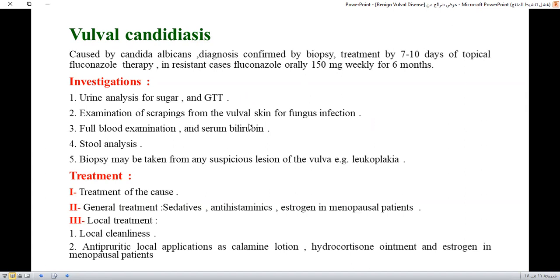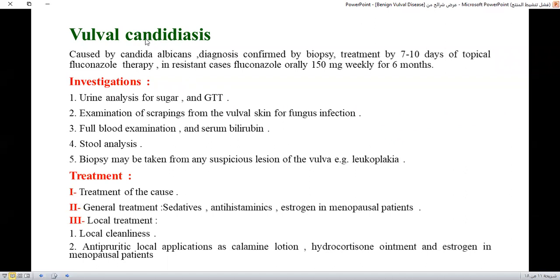Examination for scrubbing due to fungus infection. Full blood count and serum bilirubin, stool analysis, and the last one, biopsy, may be taken from any suspicious lesion of the vulva, for example leukoplakia.